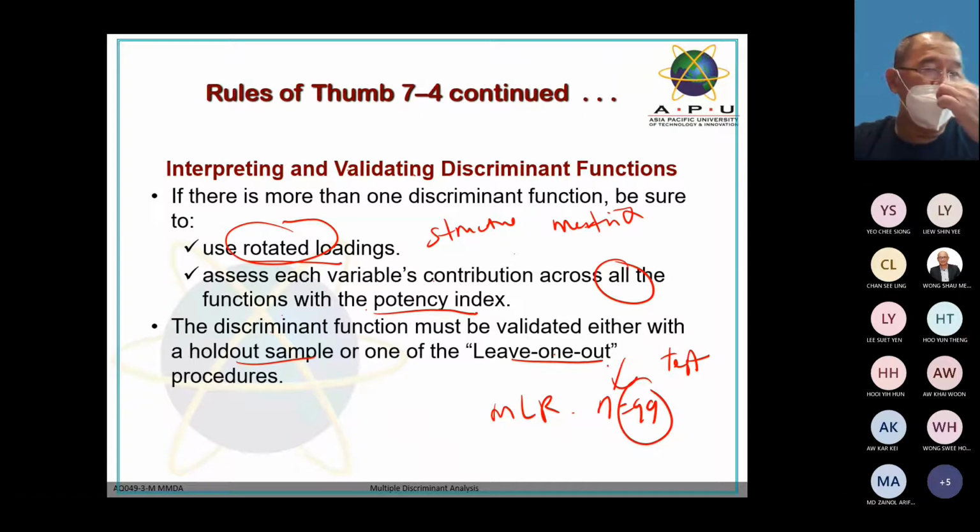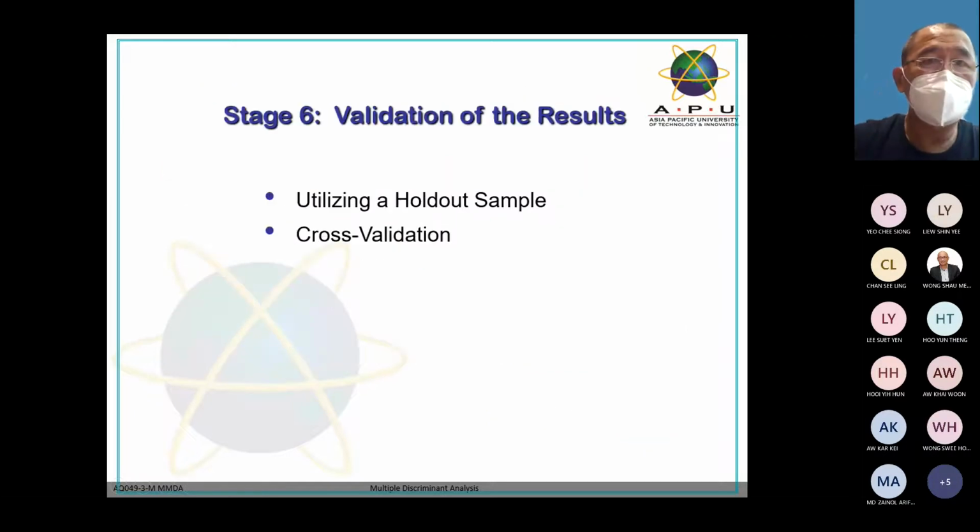So just now in the SPSS, we already took this leave one out. That means the SPSS already did this kind of validation. Yes, correct. So continue. We see also the holdout sample. The holdout sample actually is like this.